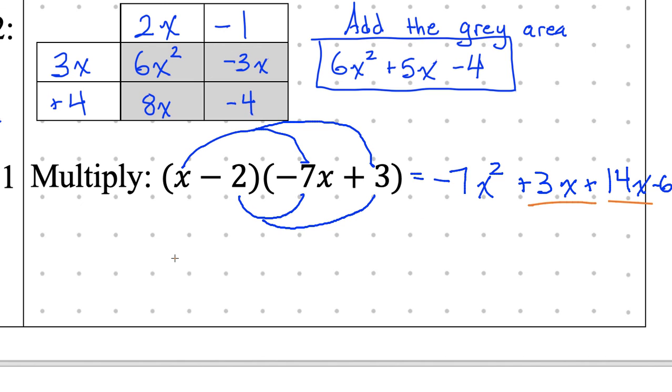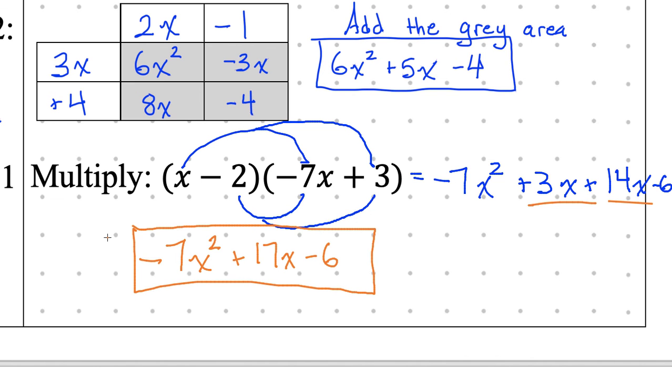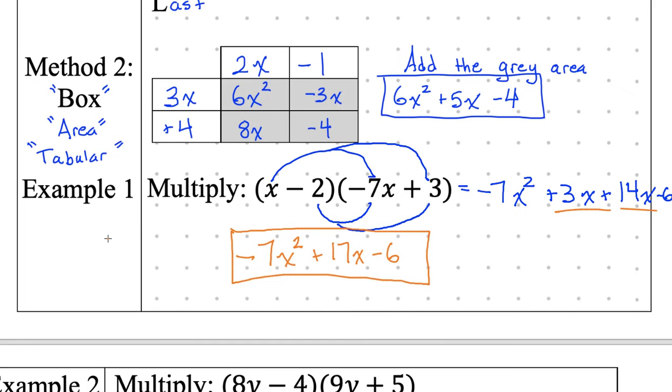So you want me to keep going? Yes, can you please write our final answer? So we have -7x to the power of 2 plus 17x minus 6. Oh, is that why, Ugo, you said 17? Oh man, you're skipping a step, nice. Good job, Ugo. There's our final answer. Cool, so we've done one together.